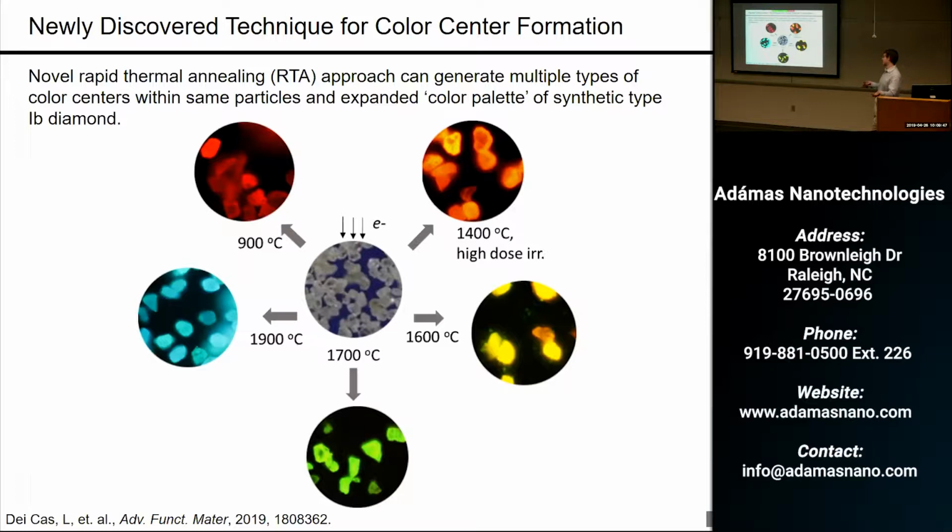So heat treating at various high temperatures very quickly can lead to these novel fluorescence in synthetic diamonds. So we can create these NV and NV- centers, mixtures of green and red emitting centers, and it's the N3 center, which gives you this blue luminescence.